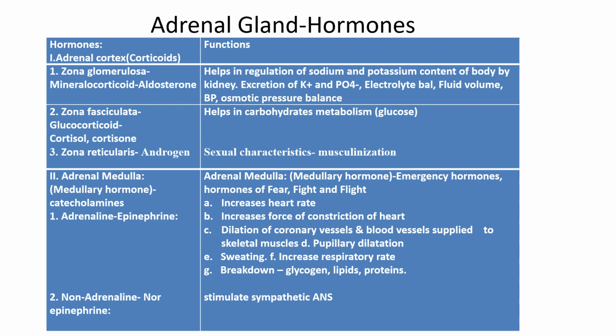Then the zona fasciculata secretes glucocorticoids, that is cortisol or cortisone. It helps in carbohydrate metabolism, that is glucose metabolism, and inhibits cellular uptake and utilization of amino acids. It has an anti-inflammatory action, suppresses immune response and stimulates RBC production. Then the third layer is the zona reticularis. It secretes androgens, and it is mainly for the sexual characteristics, that is masculinization.